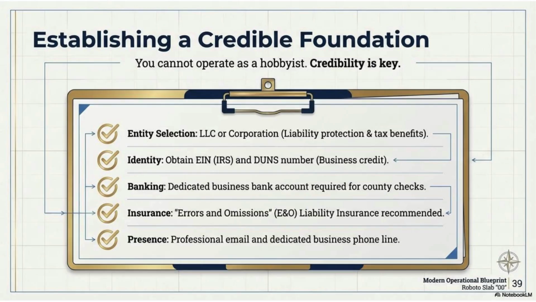Fourth, insurance. Invest in errors and omissions liability insurance. It's recommended and protects you from costly mistakes. Fifth, presence. Create a professional email address and dedicated business phone line. These aren't suggestions, they're requirements if you want counties, attorneys, and clients to take you seriously. Without this foundation, you'll struggle to close even your first case.